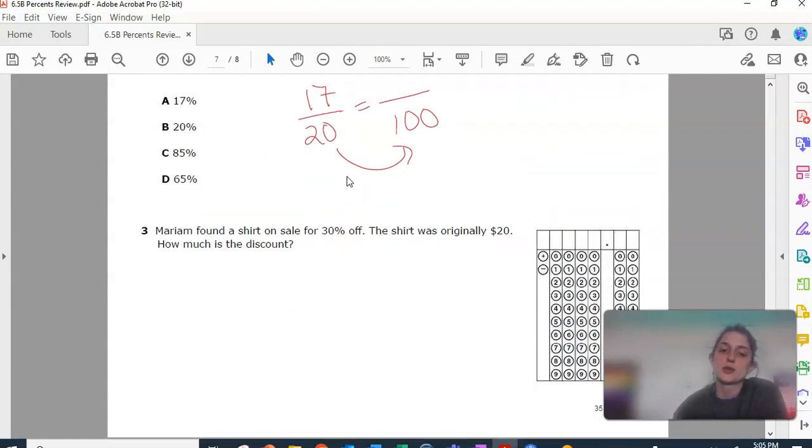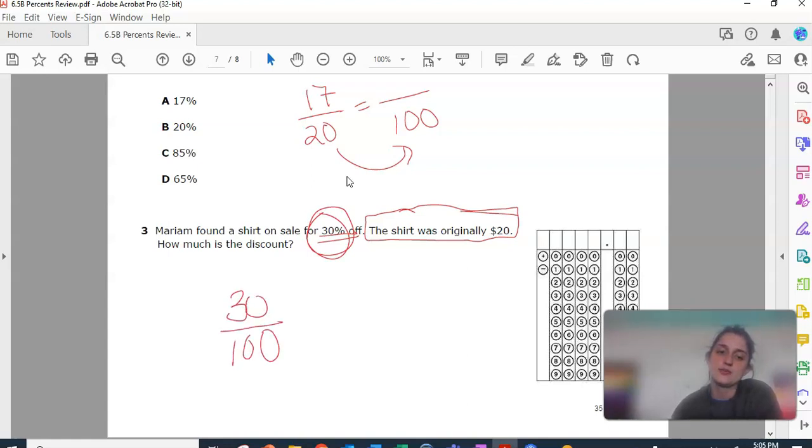Miriam found a shirt on sale for 30% off. Gotta love a sale. The shirt was originally $20, so if you get money off of $20, you should pay less than $20. So your answer should be smaller than 20. If you get something bigger than 20, you did something wrong. 30%. Percents I know I can write as fractions out of 100.